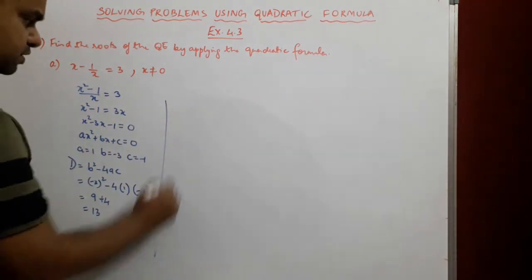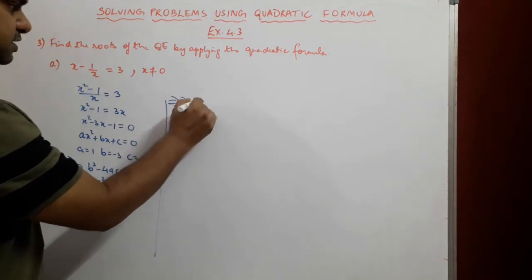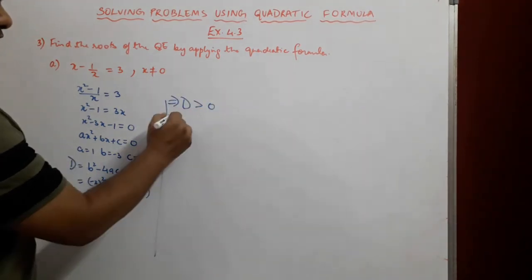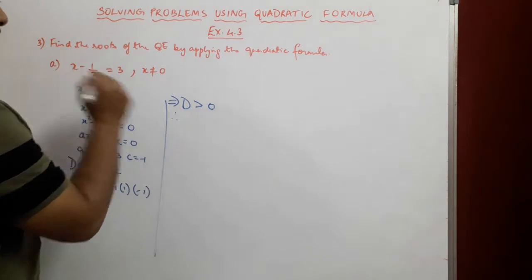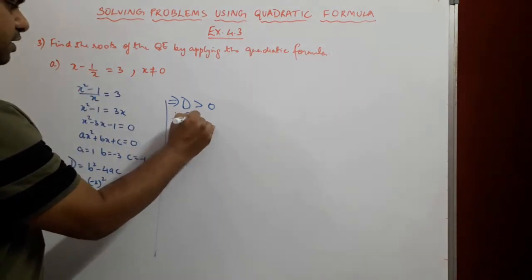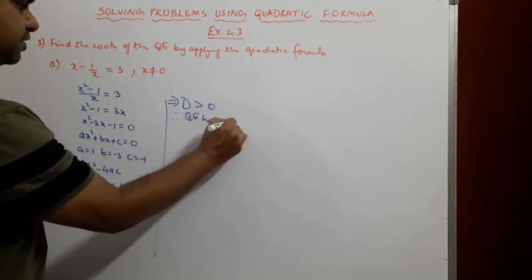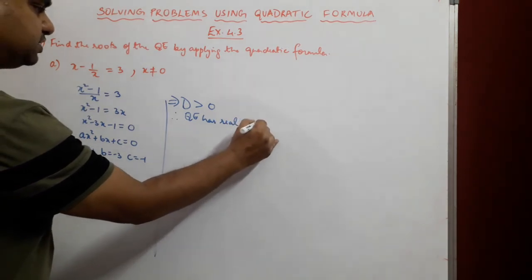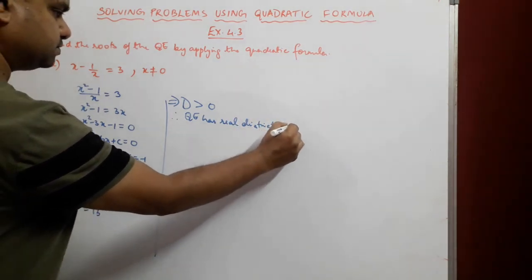Which means the discriminant is equal to 13. Now this implies that the discriminant is greater than 0. Therefore we can say that the quadratic equation has real distinct roots.